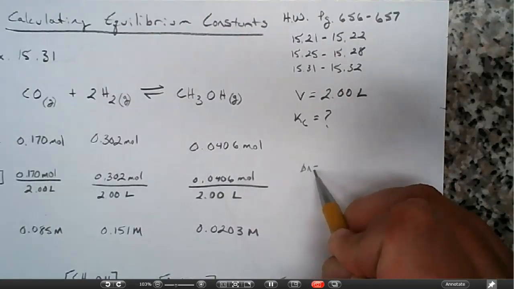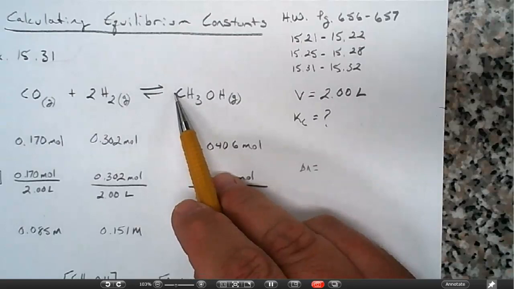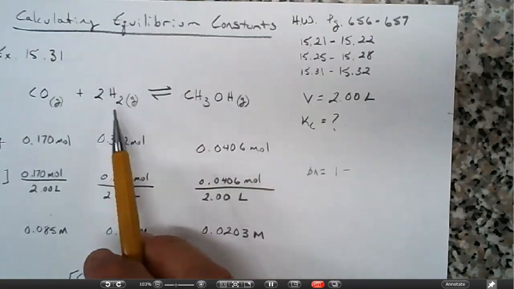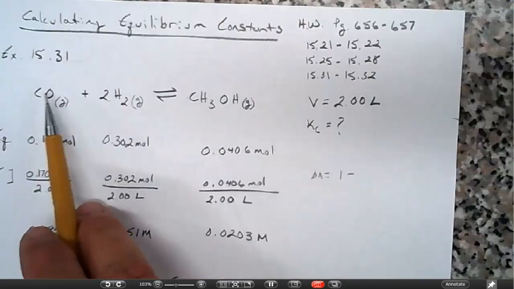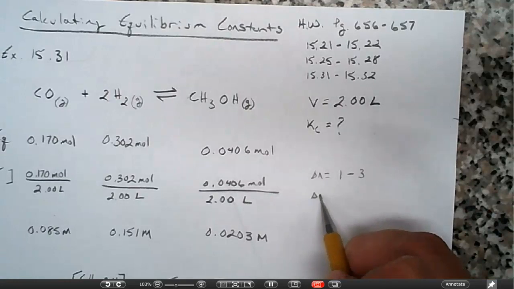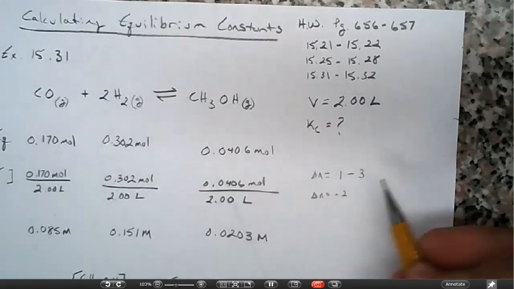So for this one, and I can put it right here just for example, we're not going to use this one, but nonetheless. The only product I have is methanol, so it'd be 1 minus, and then I would add up the total moles. There's 2 hydrogen and 1 carbon monoxide, so 3. So then my delta N would be a minus 2. So that would be an example of how to solve for delta N.